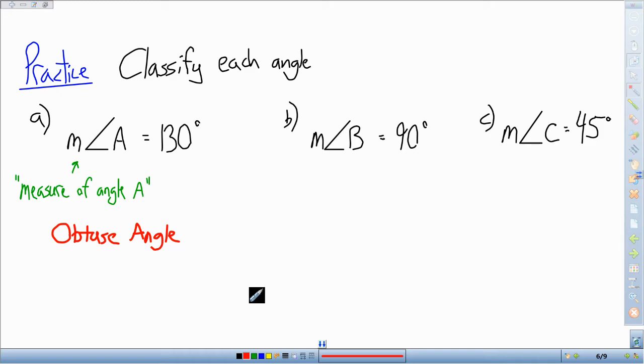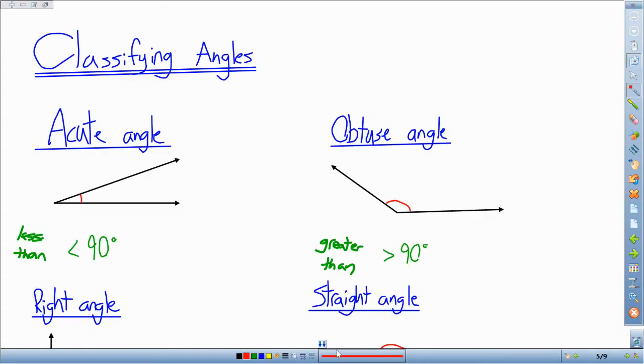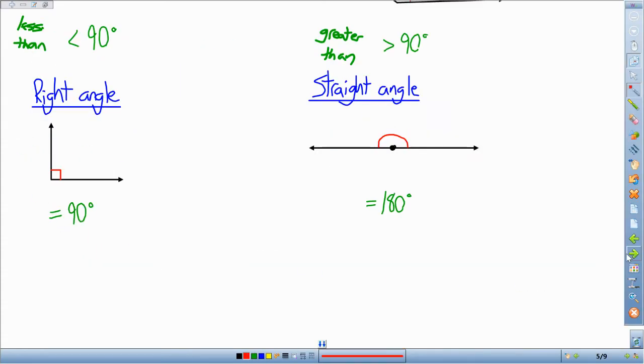All right, taking a look at letter B. They're telling us that the measure of angle B is 90 degrees. Exactly 90 degrees. All right, you guys know 90 degrees? That means it looks like we're dealing with a right angle.